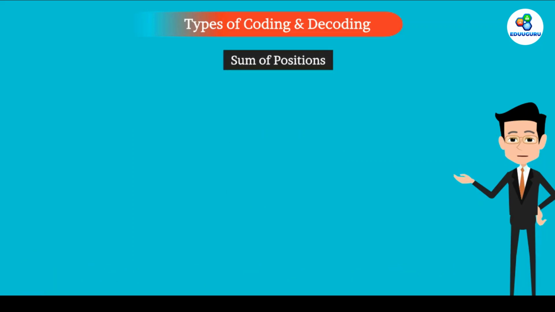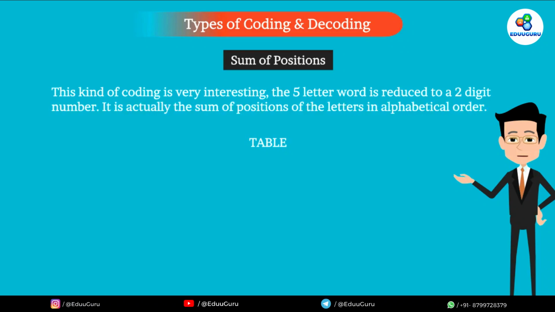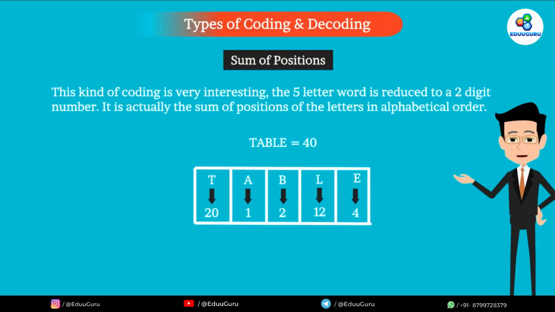Sum of positions. The word table. This kind of coding is very interesting. The 5-letter word is reduced to a 2-digit number. It is actually the sum of positions of the letters in alphabetical order. Table is equal to 40. Adding the numeric positions of these alphabets, we get 20 plus 1 plus 2 plus 12 plus 5. That equals 40. Similarly, any word can be coded by adding up the position values of the letters in the word.